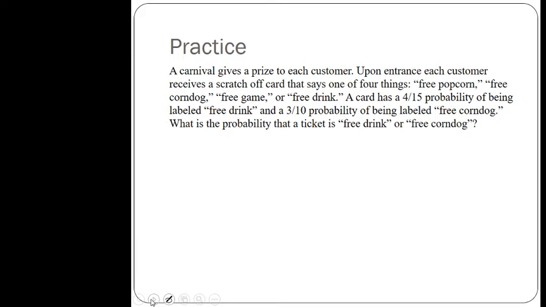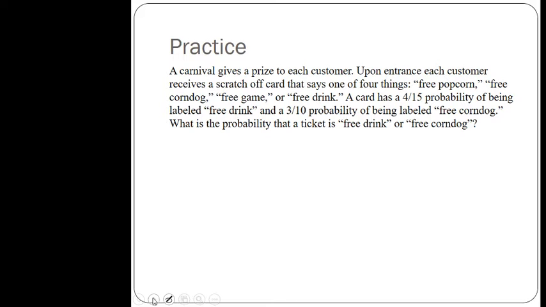So the last practice here. A carnival gives a prize to each customer. Upon entrance, each customer receives a scratch-off card that says one of 4 things: either free popcorn, free corn dog, free game, or free drink. A card has a 4 in 15 probability of being labeled free drink and a 3 in 10 probability of being labeled free corn dog. What is the probability that a ticket is free drink or free corn dog?